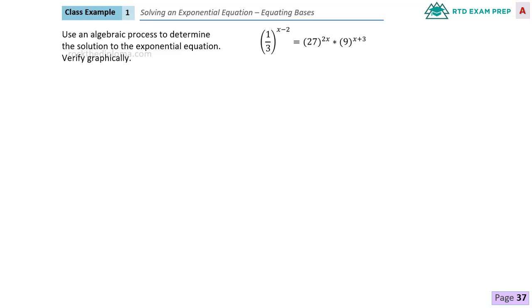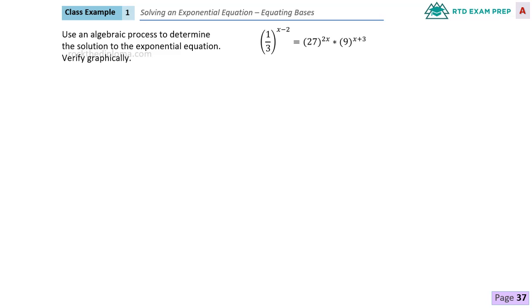Class example 1 asks us to solve an exponential equation algebraically and then to verify graphically. Let's have a look at this equation. 1/3 to the x minus 2 equals 27 to the 2x times 9 to the x plus 3.